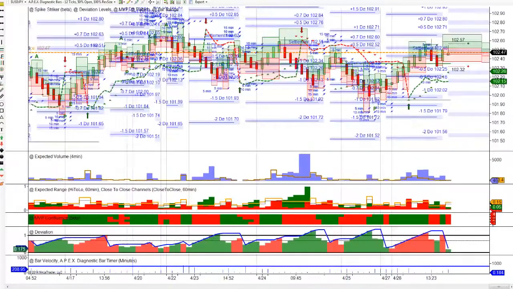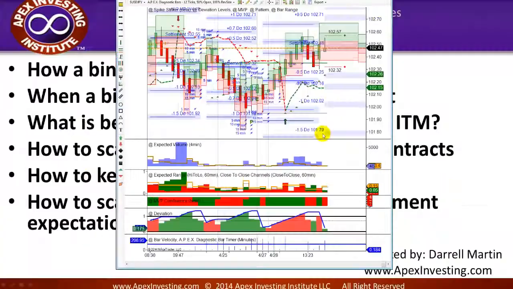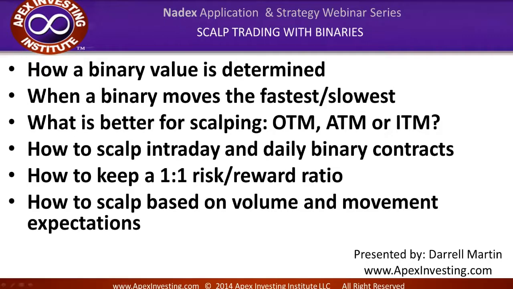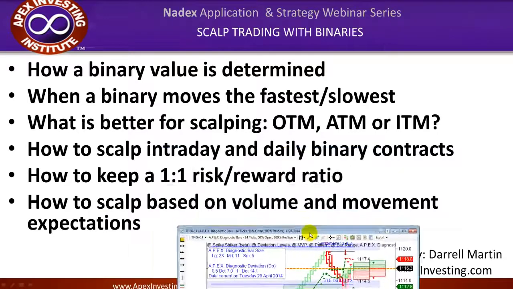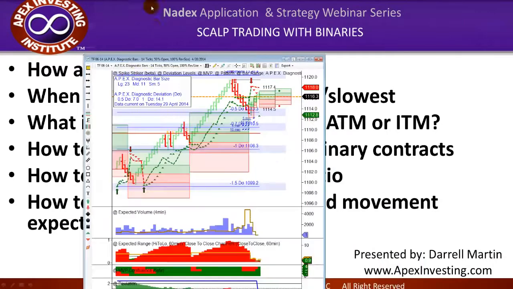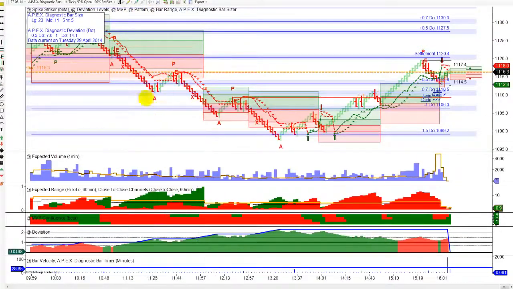All right, so we got how time affects a binary. We talked about out of the money. We talked about in the money being closer to expiration. So I'll go in and, I guess I'll skip around a little bit, using volume and movement expectations. There's a lot of ways to do this.